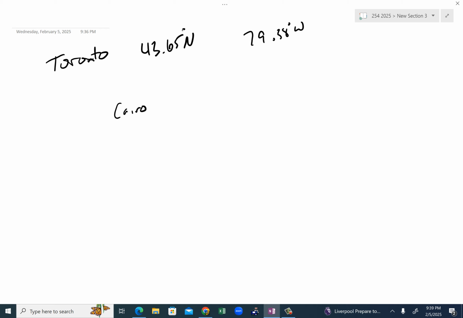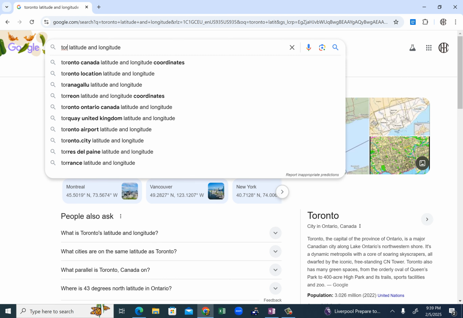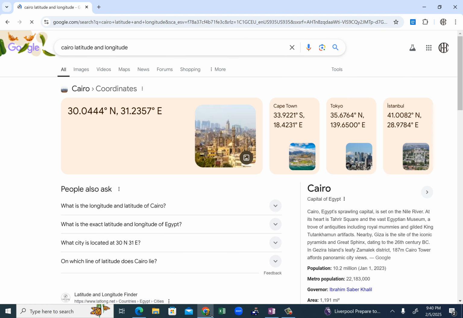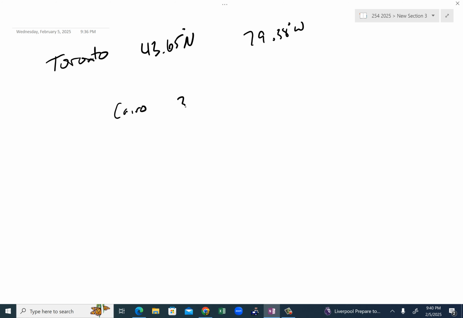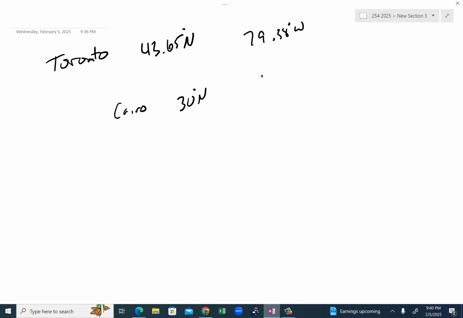And then for Cairo, still in the north latitude, but not by a whole bunch. Probably about 10 degrees, I think? 15? Oh, geez, it's 30 degrees. 30 degrees north. And 31.2 degrees east.